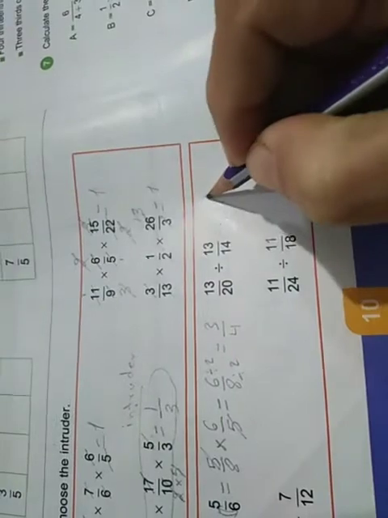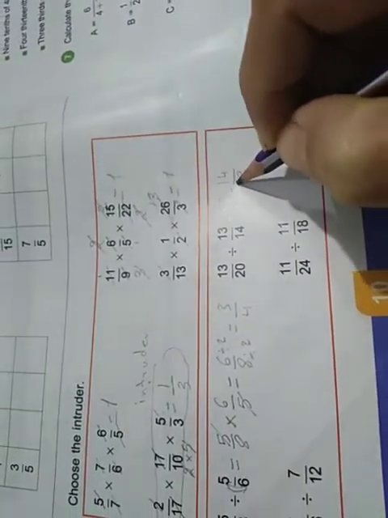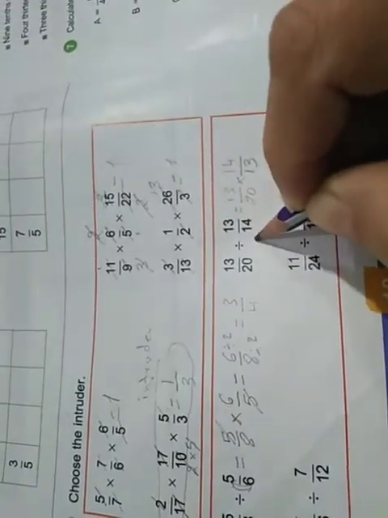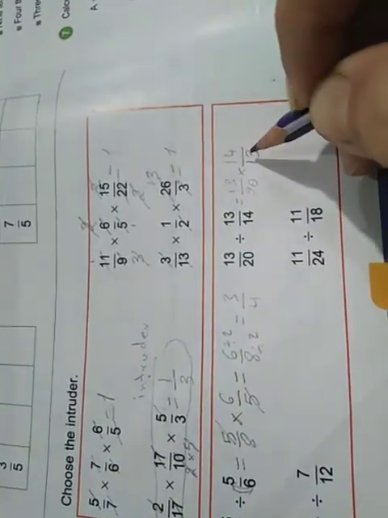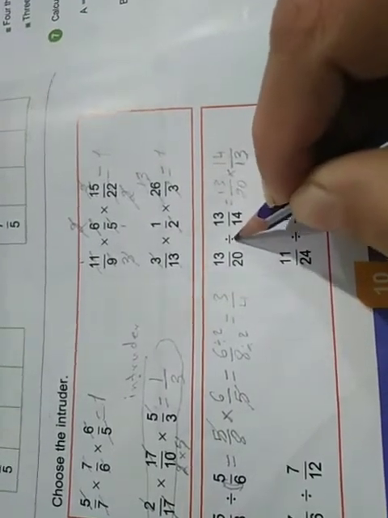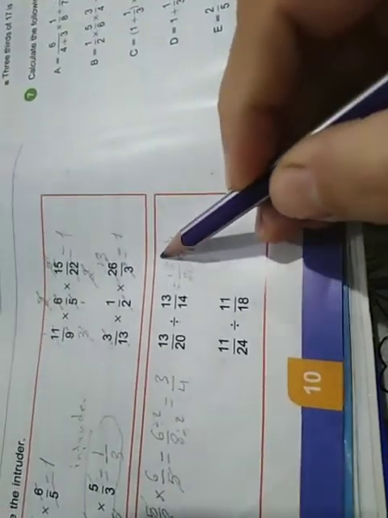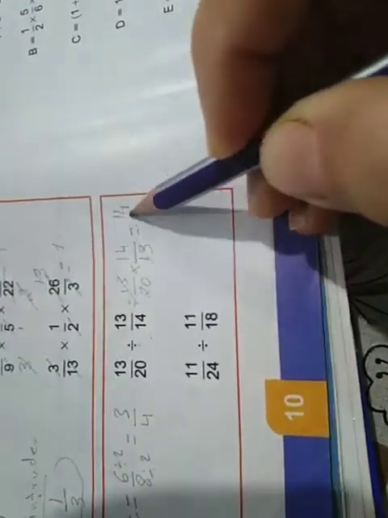And then 13 over 14 can be written as 14 over 13. It's the inverse of 13 over 14. Okay, why did we write the inverse? Why did we change their position? Since we replace the division by a multiplication sign. So we simplify by 13. Its answer is 14 over 20.